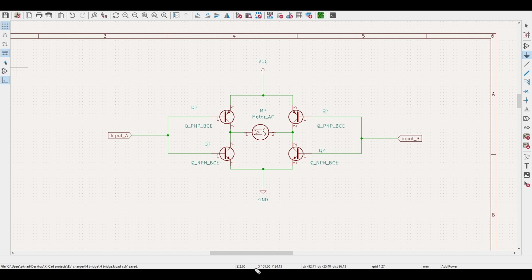Alright, I hope you guys enjoyed the video, and that basically covers the very basics of H-bridge circuits and its uses for motor control.